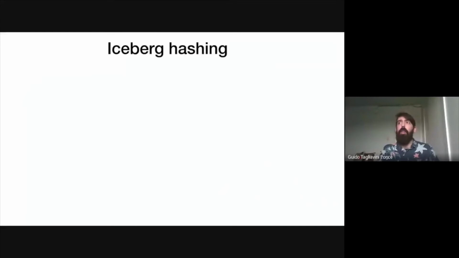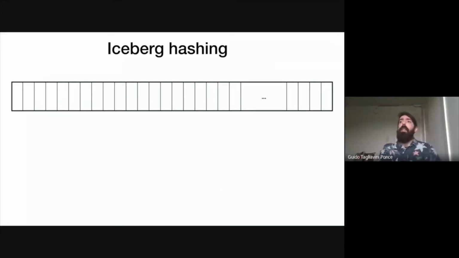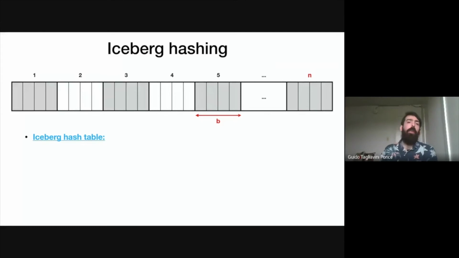Okay, so what is Iceberg hashing? Let's allocate a very large array of memory and divide it into n buckets. All of these buckets are going to have the same size b. Let's suppose for now that we have already fixed n and b, and let's see what an Iceberg hash table does.